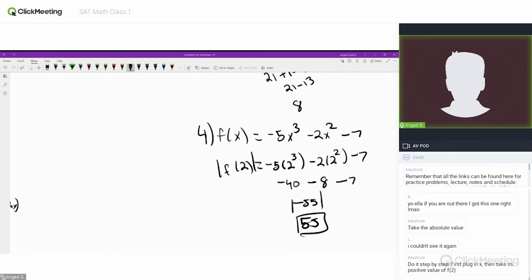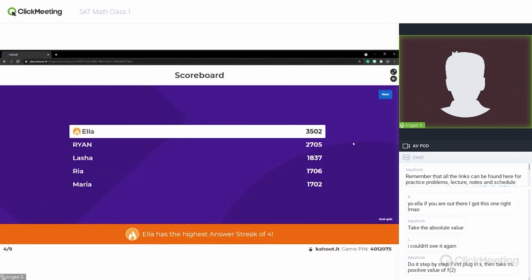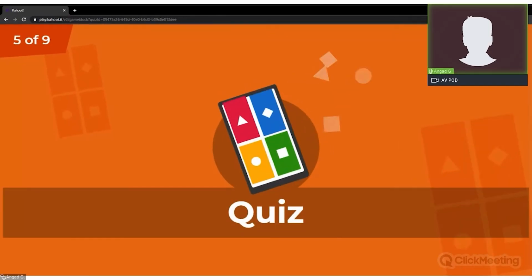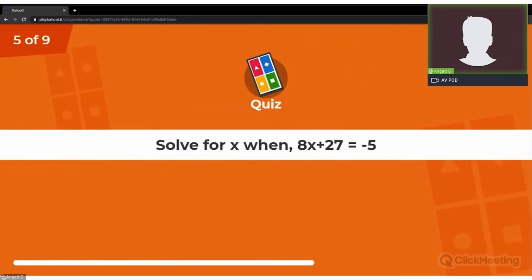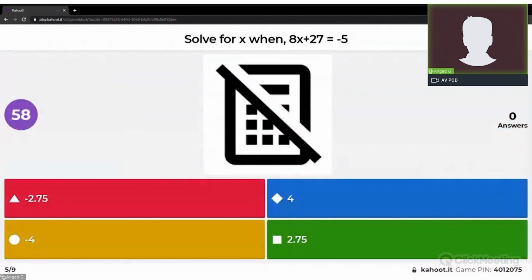All right, so looks good. Let me just change my screen again. Ella is still on top. All right. Number 5, solve for x. So this is manipulating equations.